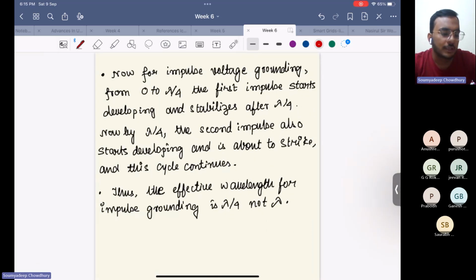Now this grounding I was telling about: in substation grounding, we have a lightning impulse voltage which needs to be grounded. For impulse voltage grounding, from 0 to lambda by 4, the first impulse starts developing and it stabilizes after this lambda by 4 distance. Before this stabilizes, since the frequency of the impulse signal is very high and so the wavelength is very small, a second impulse wave starts developing and is about to strike. And this cycle continues. Thus, the effective wavelength for impulse grounding should be taken as lambda by 4 and not lambda.